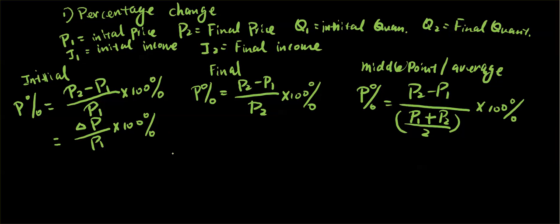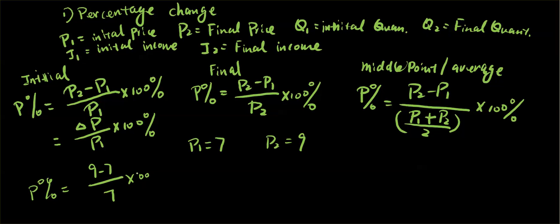Let's use an example for these three different approaches to calculate percentage change. Let's say P1 is equal to 7 and P2 is equal to 9. That is the value we need. For the first approach, we get 9 minus 7 divided by what? Divided by 7, the initial price, times 100%. And then you will get 28.6%.